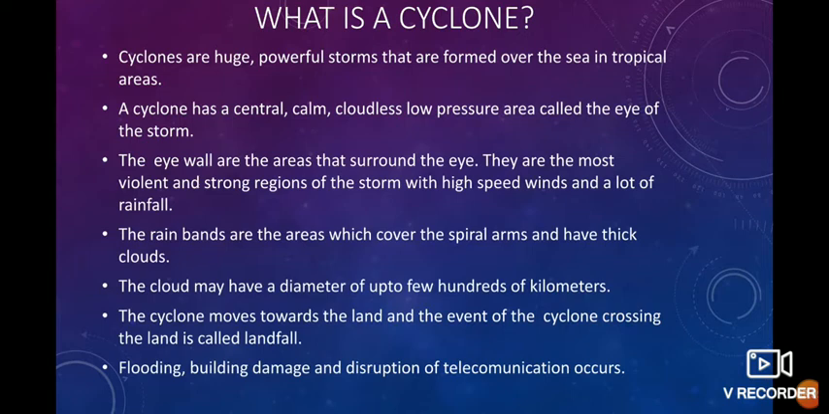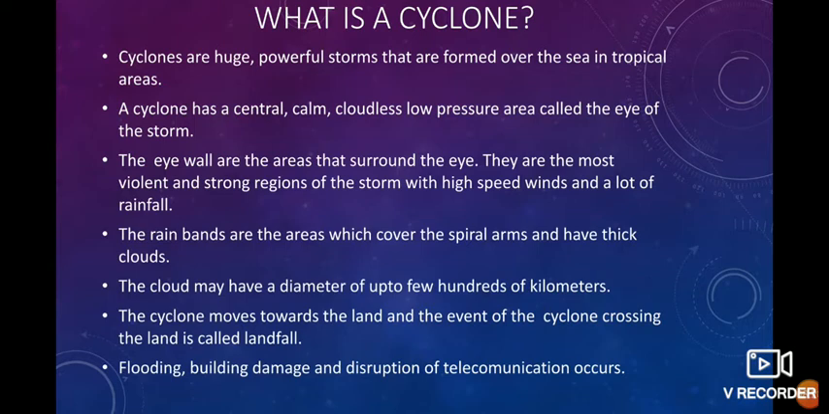The outer regions of the cyclone are called the rain bands. They cover the spiral arms and have thick clouds. The clouds may have a height of up to 10 kilometers. The diameter of the cyclone may be up to a few hundred kilometers.